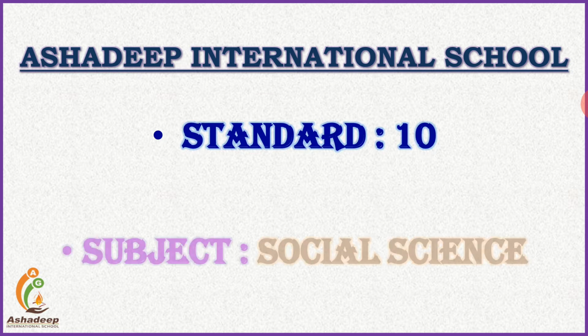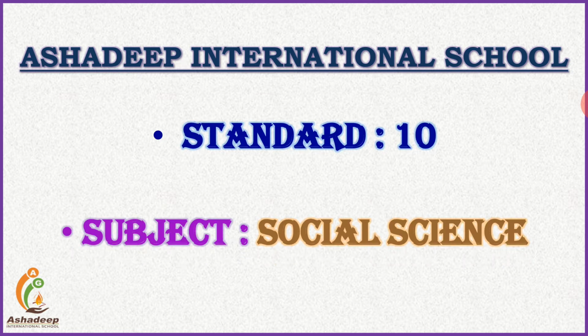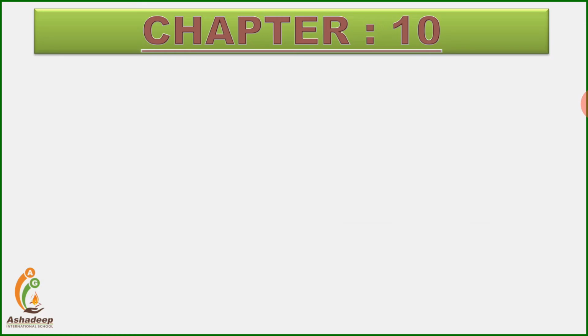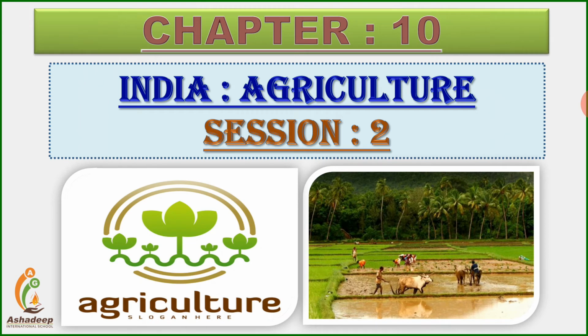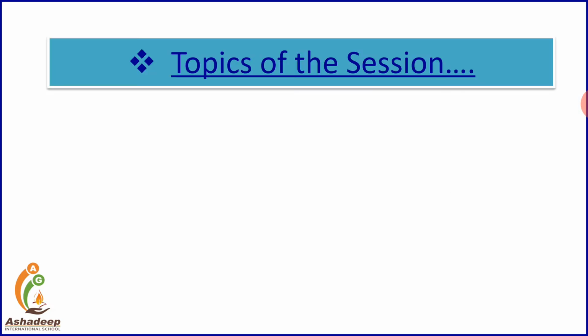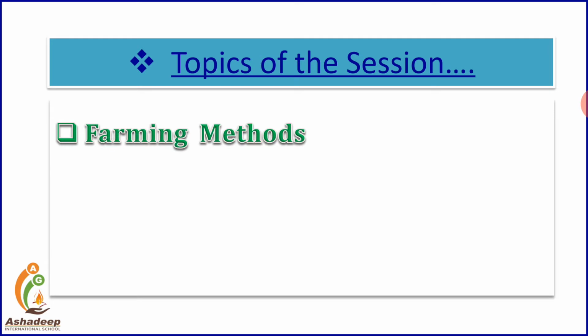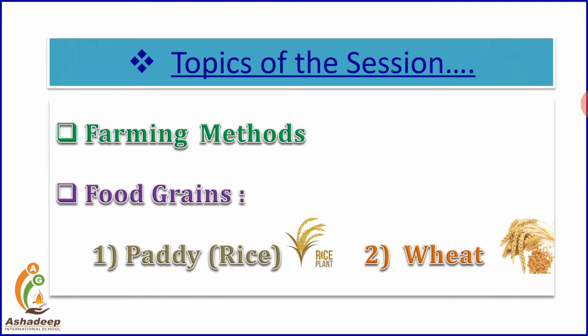Standard 10, subject Social Science. Today we'll continue our session of chapter 10, India Agriculture, in session number 2. The points on which we are going to discuss today are farming methods performed in India in different regions, and food grains, and in that we will discuss specially about two: one is paddy, that is rice, and the second one is wheat.